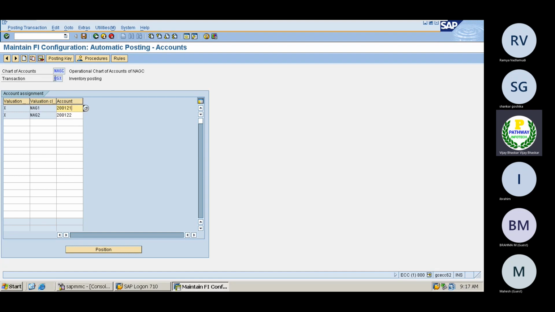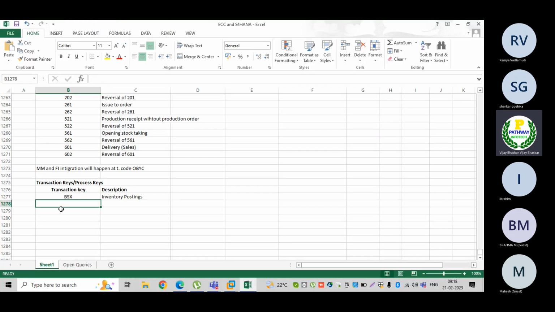Wherever inventory transactions happen under BSX, these are the GL accounts that need to be hit, based on the valuation class. The valuation class will be interlinked to your material master, which we will see going forward. But for now, just focus on the GL accounts. Under BSX we have the GL accounts. This is for inventory, this is for finished goods, where I have mapped the GL accounts. Similarly for others, the important transaction keys we must also map here.